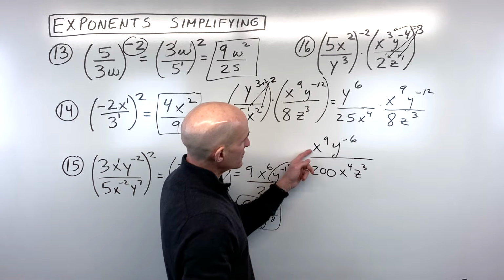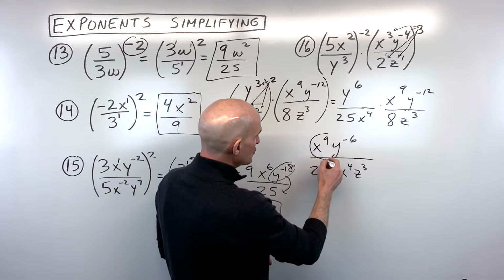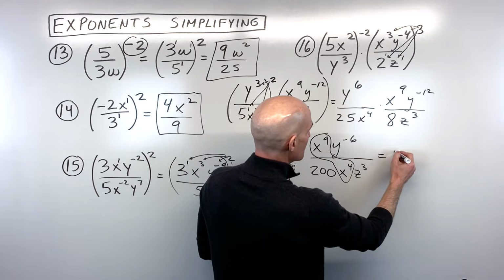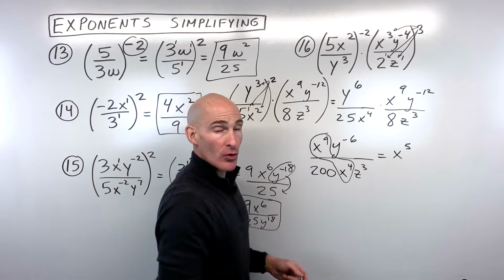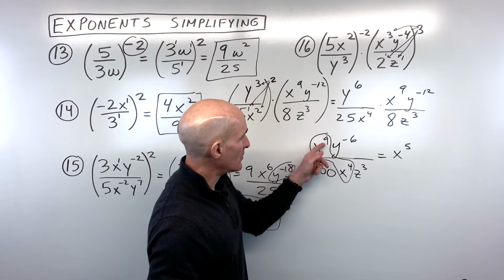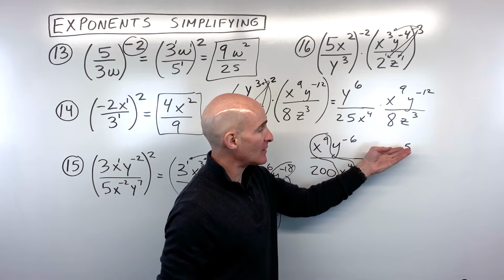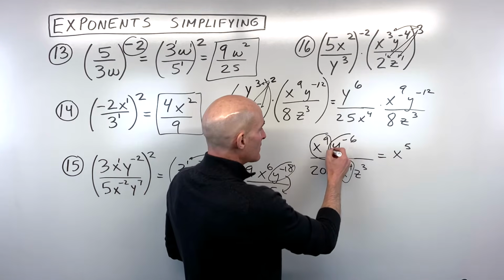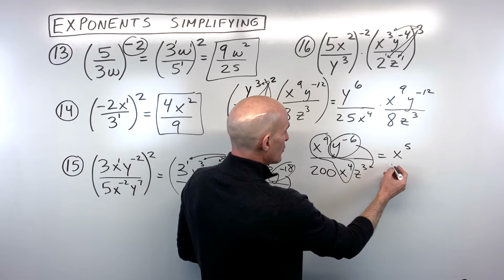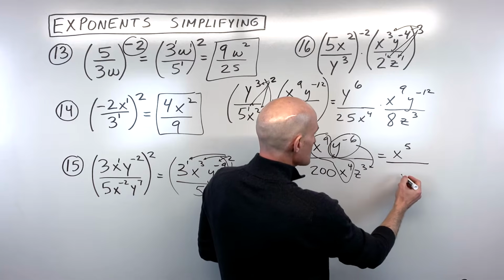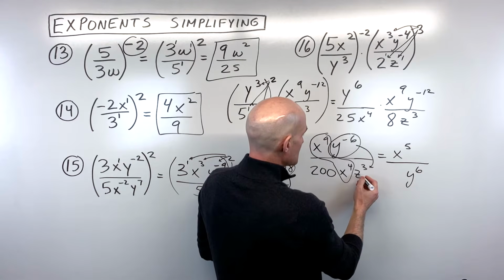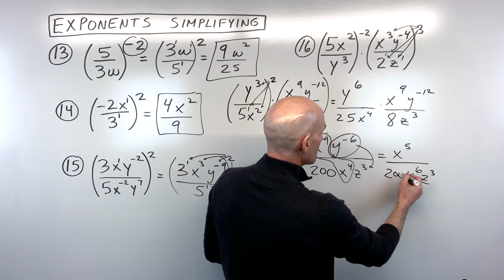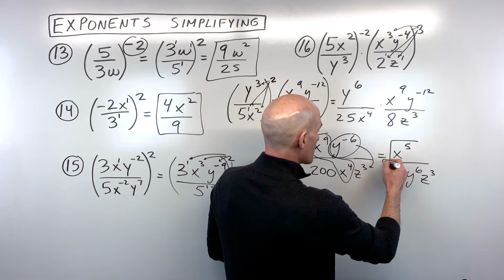Okay, now it looks like we're dividing. So when you divide, what do you do? You subtract. So 9 minus 4 is going to give us x to the 5th. Remember, when you do the quotient rule, you always want to put the answer in the numerator. So 9 minus 4 is 5. If it came out to a negative 5, on the next step I would take the reciprocal and move it to the denominator. This y to the negative 6, I'm going to take the reciprocal and move that to the denominator. So that's going to come down here. And z cubed is still in the denominator. And the 200 is still here in the denominator. So it looks like that's as far as we can go on that one.